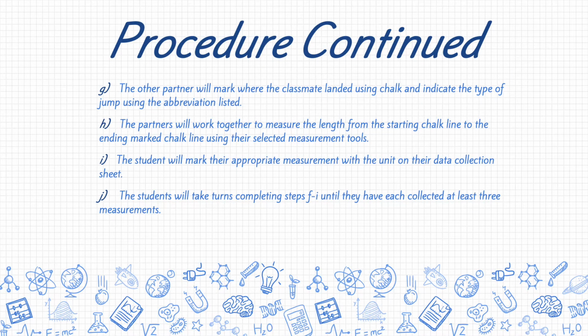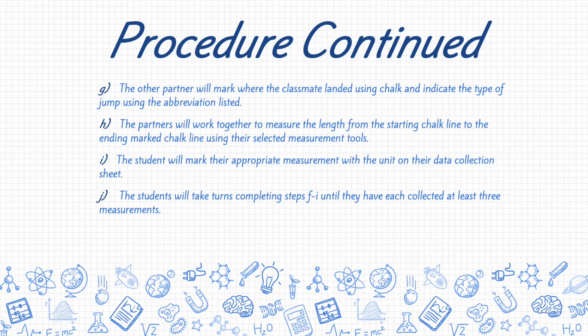So the partner who is not at the time doing the jump is expected to mark their partner's landing of the jump with chalk and then write the abbreviation for that jump. So if it was a forward jump, it might say FJ. And then once the marks have been made for the starting line and then the finish mark, the partners will work together to measure the length in between the starting line and the ending mark for the unit of measure that they chose to do.